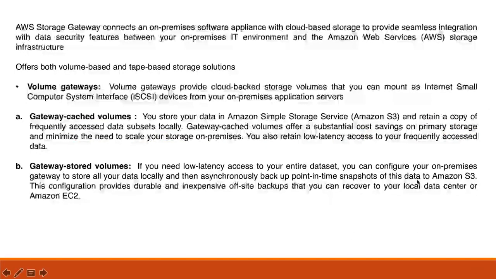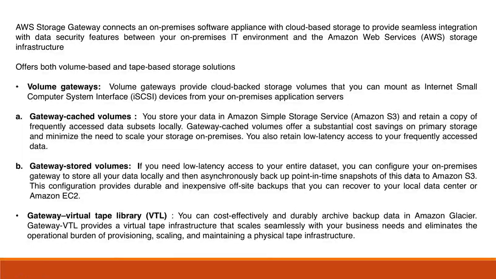The next category is called gateway stored volumes. Over here, the entire data set is saved to our local data center, whereas we use the S3 buckets just to store our backups in the form of snapshots.